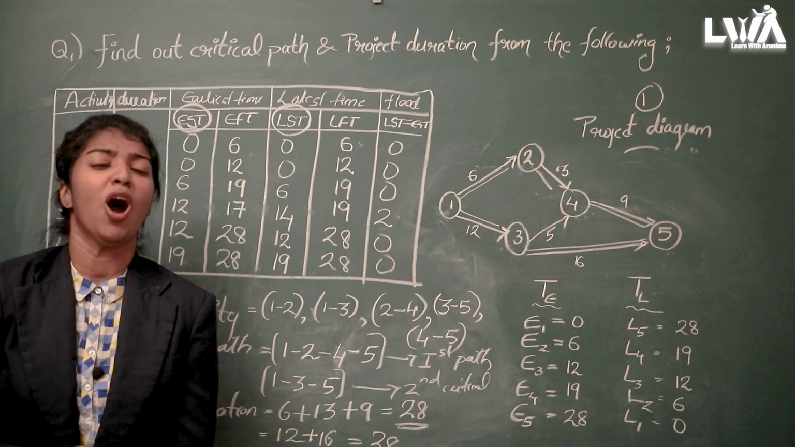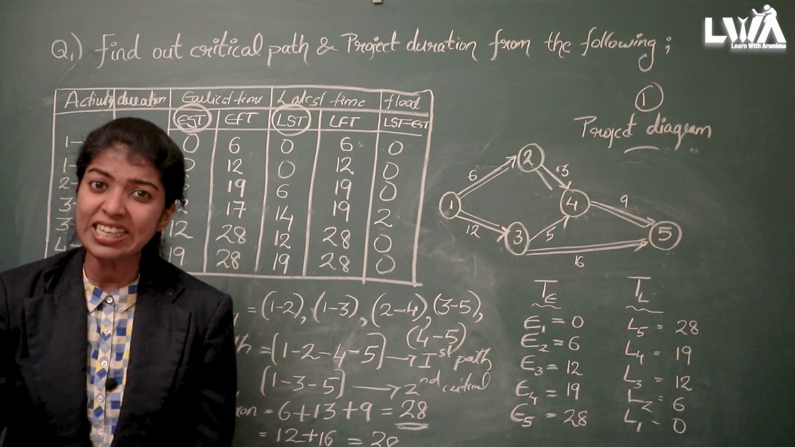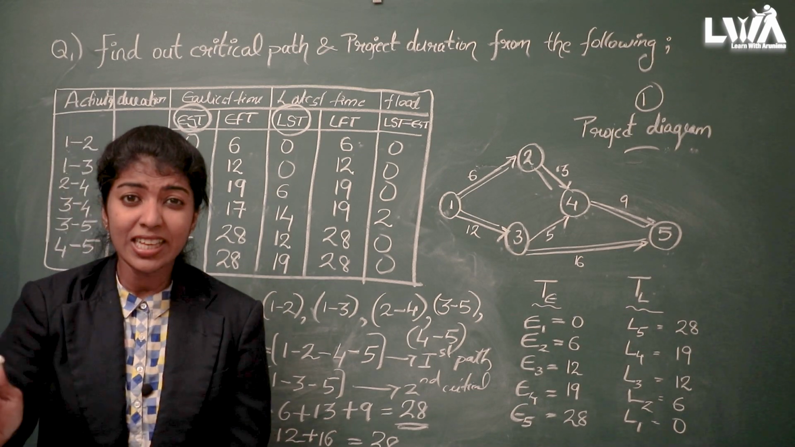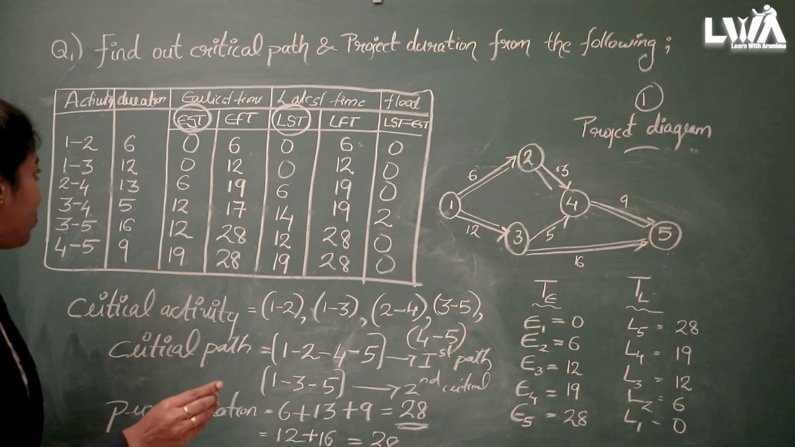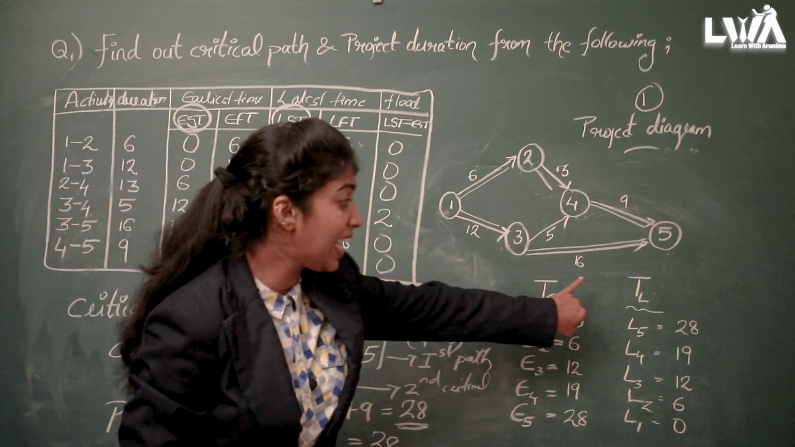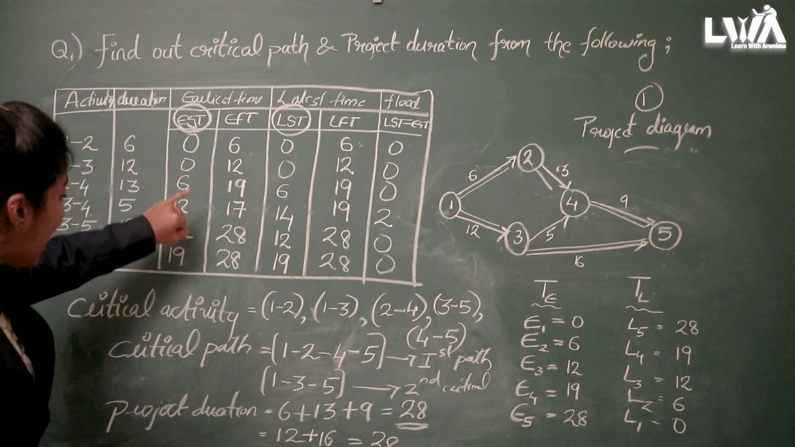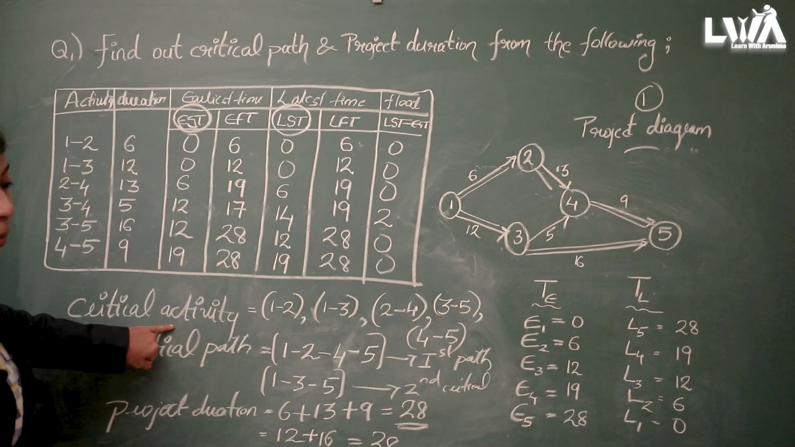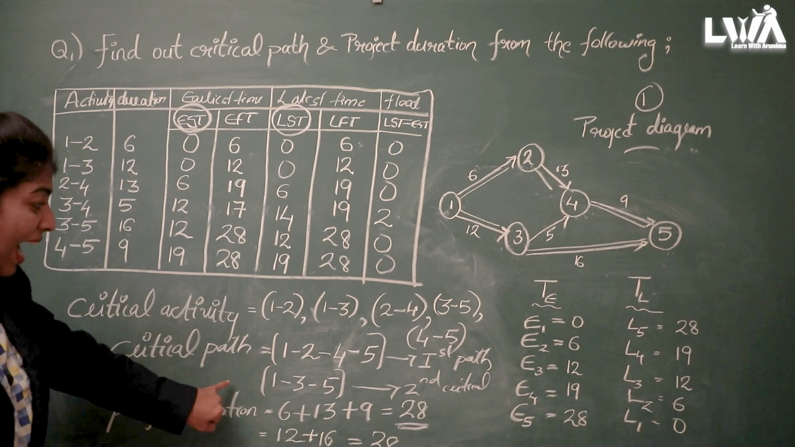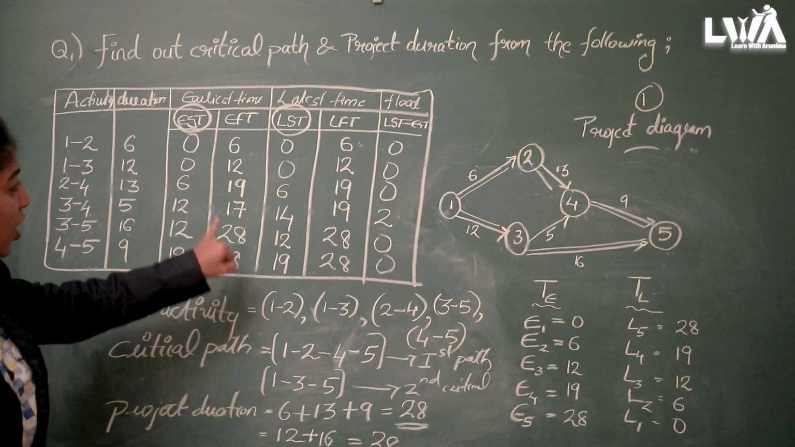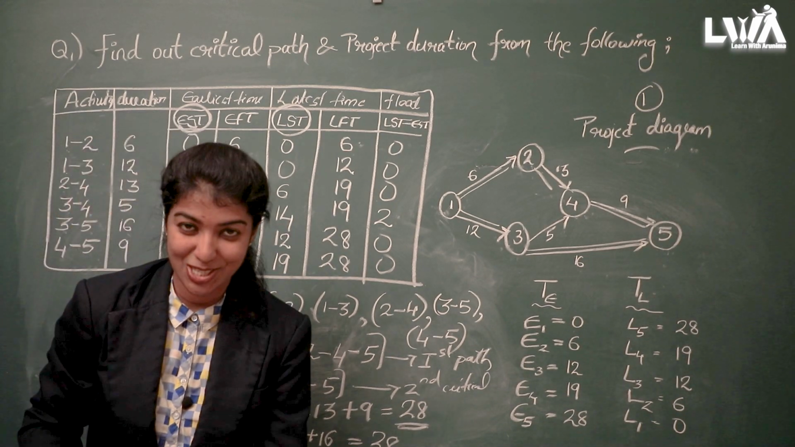So this is about the problem. I think I have cleared all the crucial parts of the problem, that is, while calculating TE and TL, we are taking maximum and minimum. Again, when we got two critical paths, what we have to do, I had done that. So I think you are more clear about this topic.